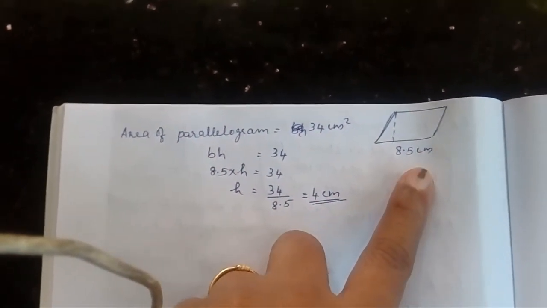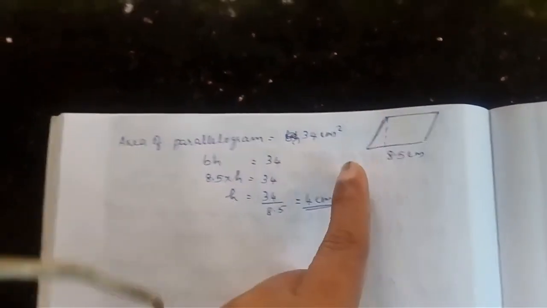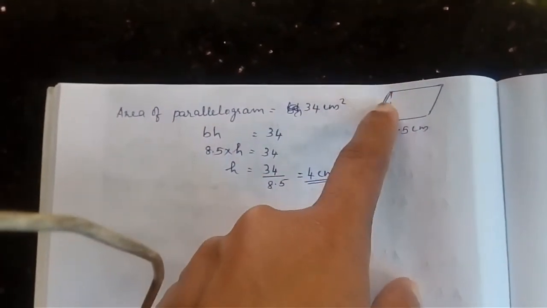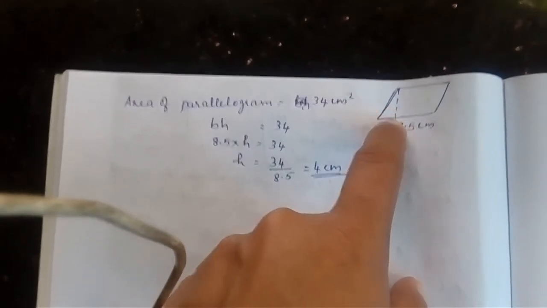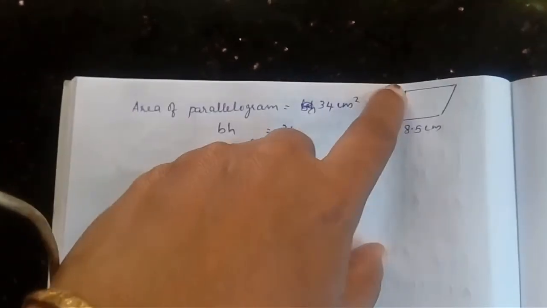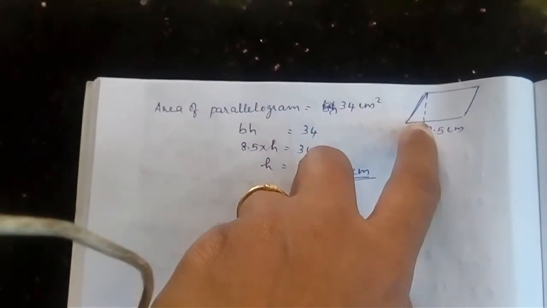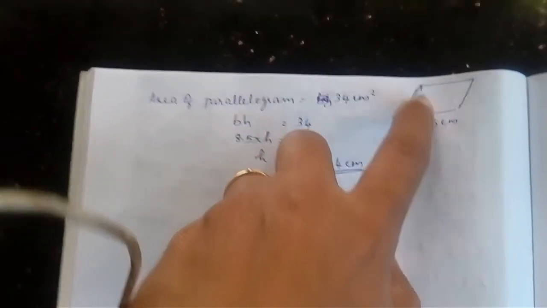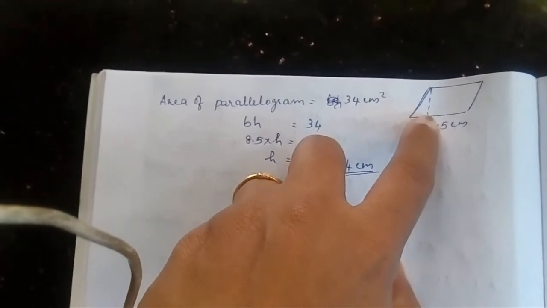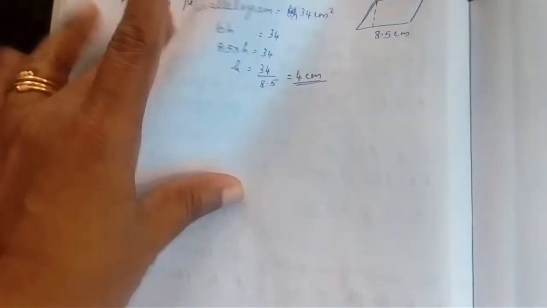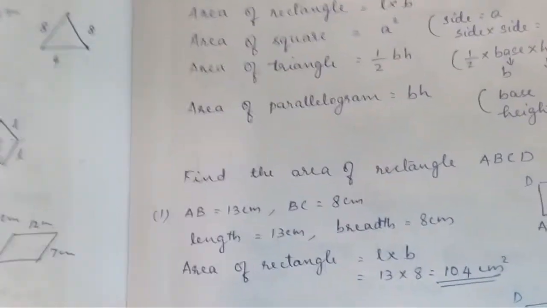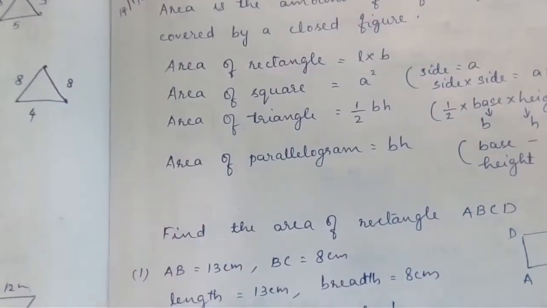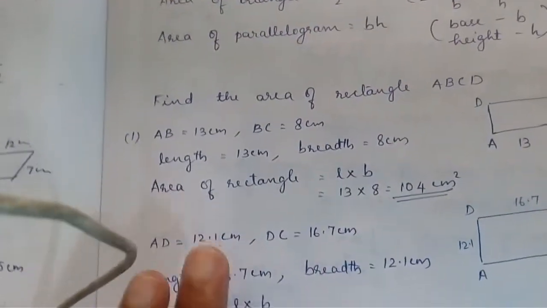Then what is the definition of height? Again I am telling you, height means the perpendicular from one vertex to the opposite side. So you see this dotted line makes 90 degree with the base. That's why we are considering this as the height. Okay. So base into height is the formula for calculating the area of parallelogram. You must study by heart all these formulas. Now we can see some questions.